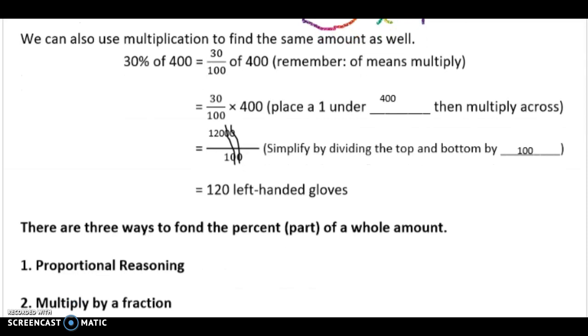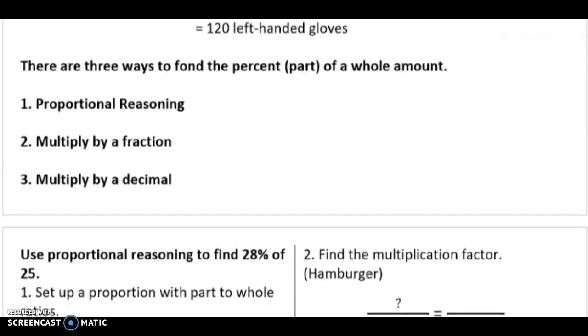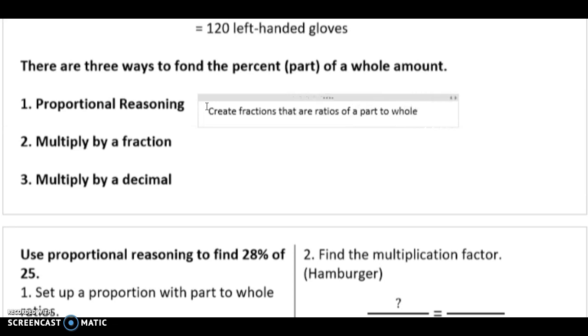Alright, so there are 3 total ways to find the percent or the part of a whole amount. We can use proportional reasoning, and when we use proportional reasoning, we create fractions that are ratios of a part to whole, and then we hamburger.